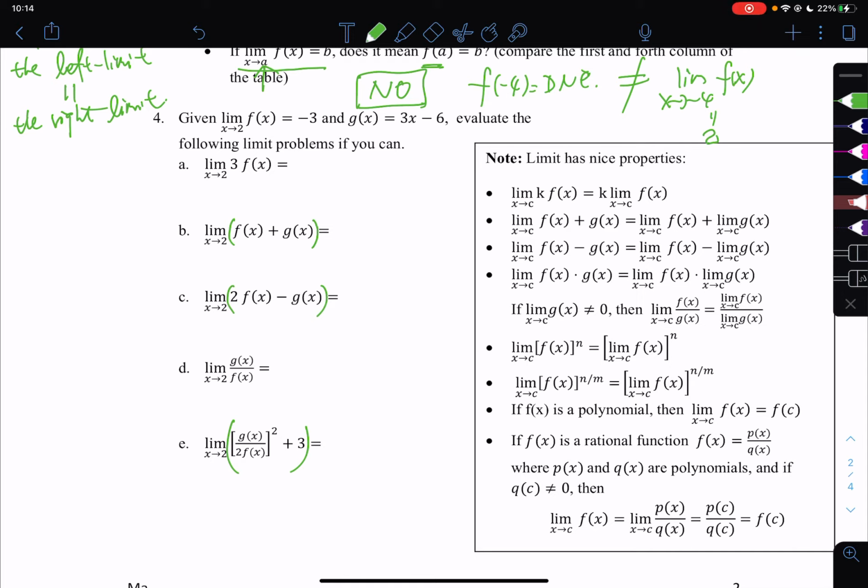So the first piece, hopefully it's trivial. You can move the 3 out like this, first property. So I end up with 3 times the limit as x approaches 2 of f of x. Namely, it's 3 times negative 3. You may simplify it if you like.